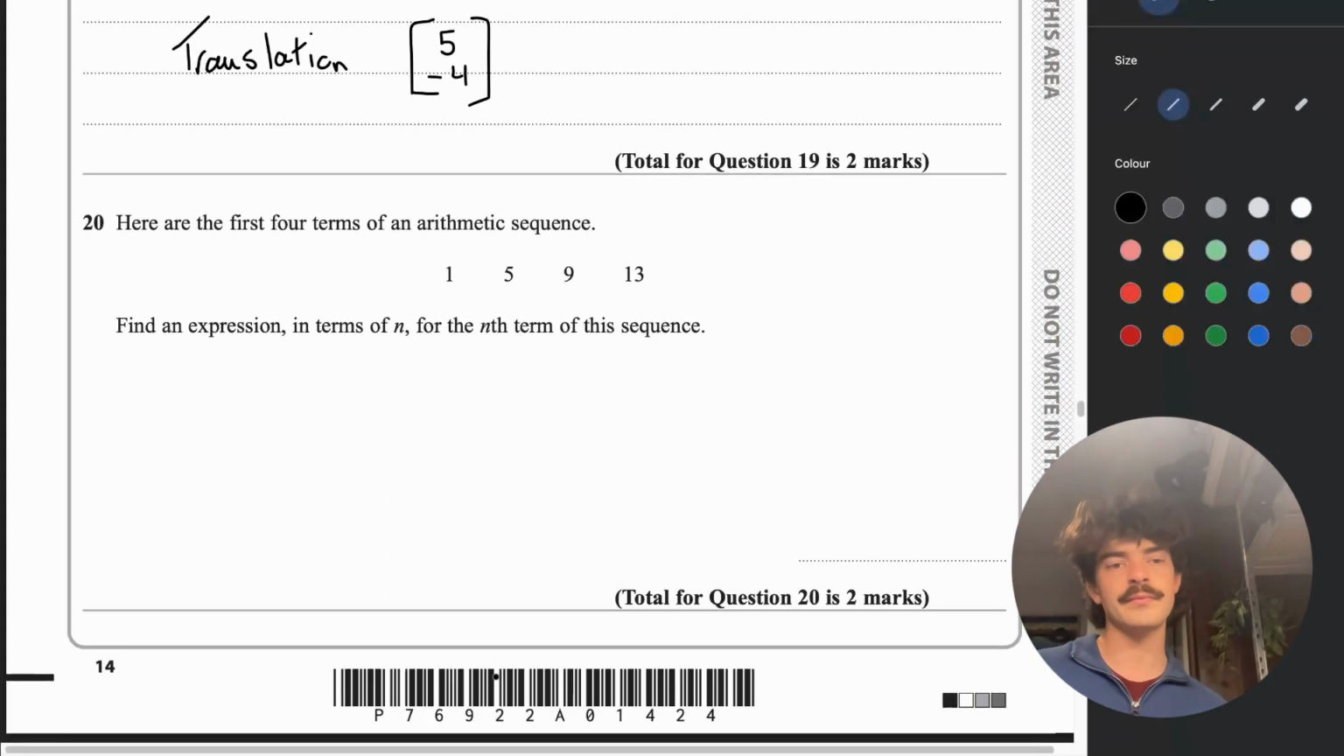Okay, on to question 20. Here are the first 4 terms in an arithmetic sequence. So what does it mean for something to be an arithmetic sequence? Well, it means that you're always adding by the same number. In our case, we're adding by 4.